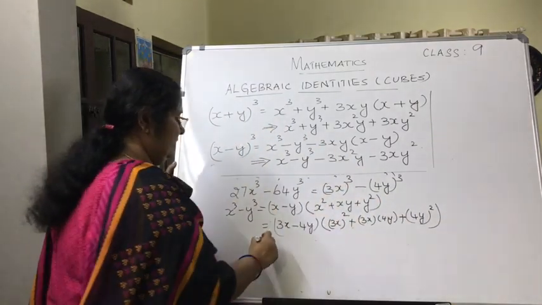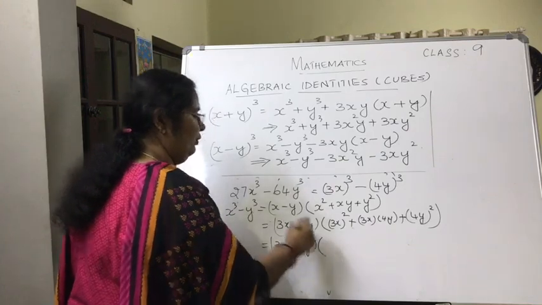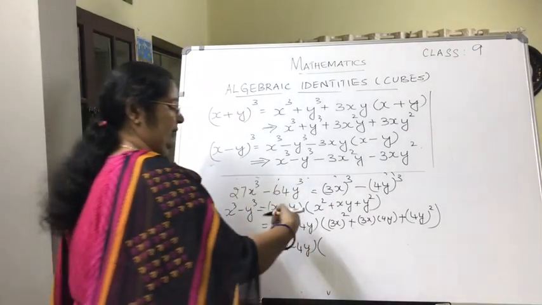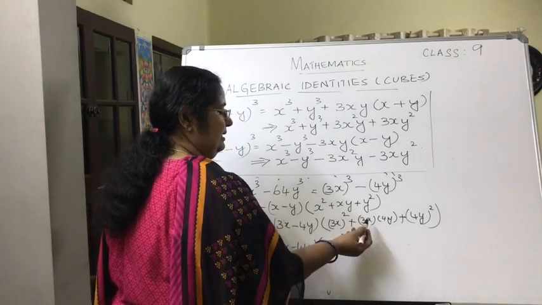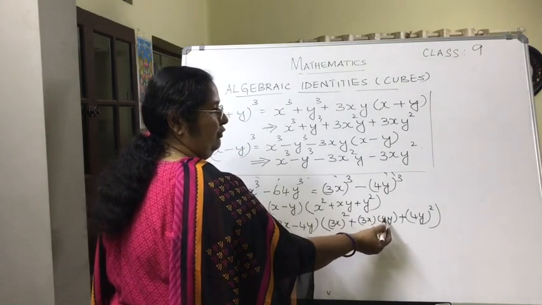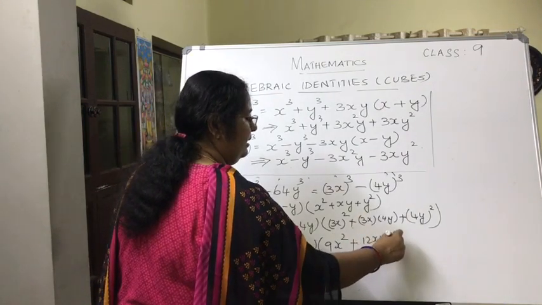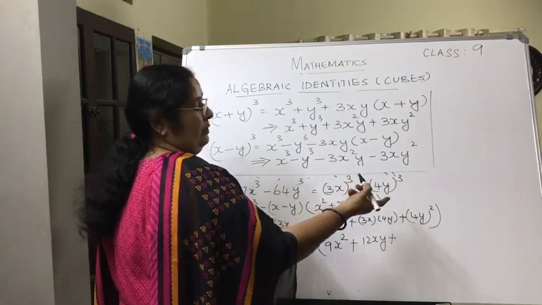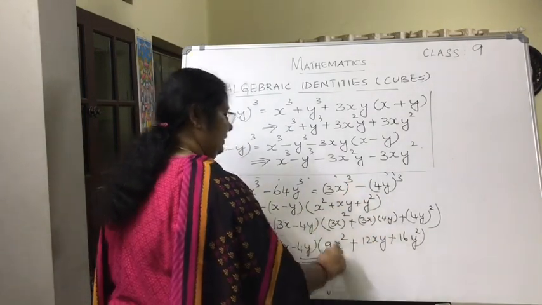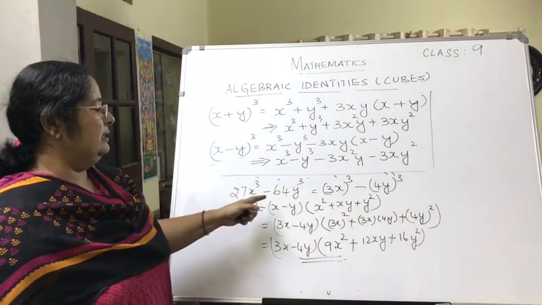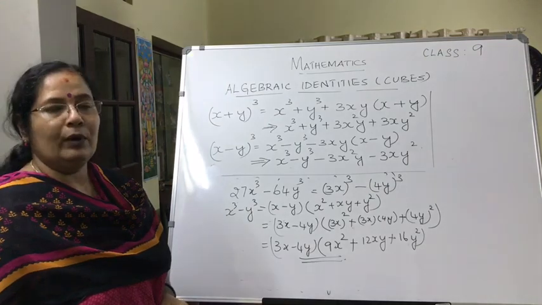Again let us expand this. This will be 3x minus 4y into 3x the whole square will be 9x square, plus 3x into 4y, 3 into 4, 12 into x into y, that is 12xy, plus 4y the whole square. 4y the whole square will be 16y square. So this is the evaluation of 27x cube minus 64y cube.